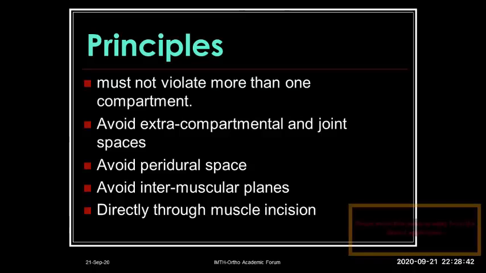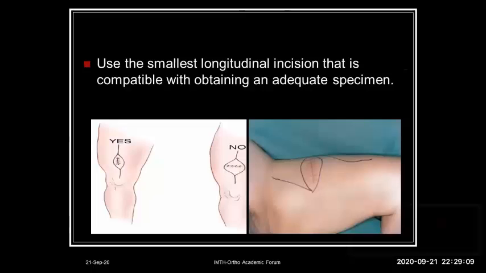So avoid extracompartmental and joint space, and avoid peridural space. Avoid the intermuscular plane. You don't go intermuscular between the muscle groups. No, you go directly through the muscle, a muscle incision. You go intramuscular rather than intermuscular planes.